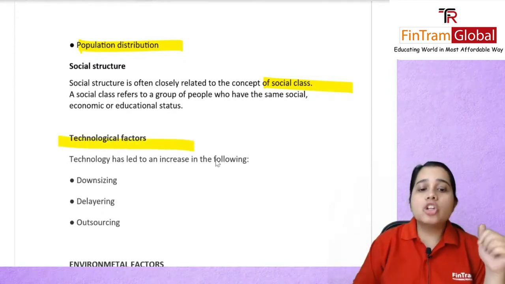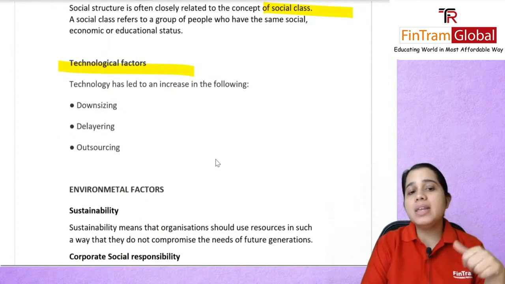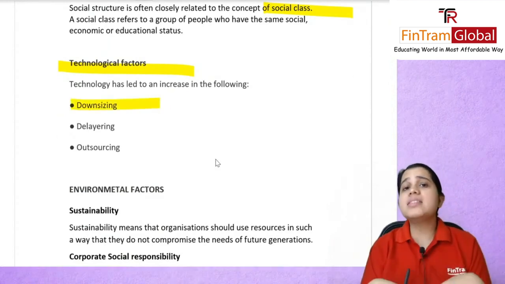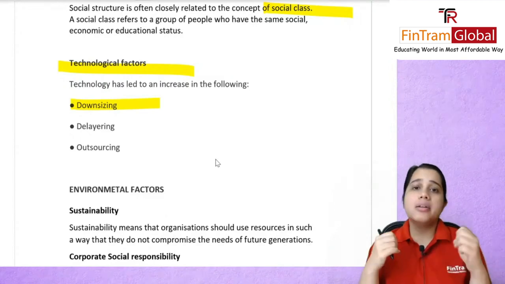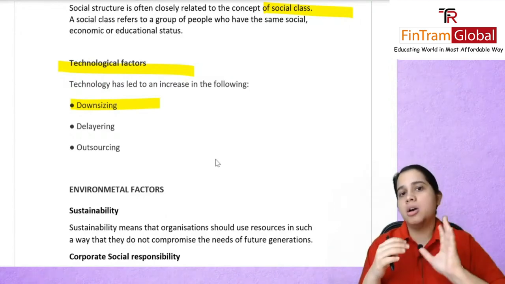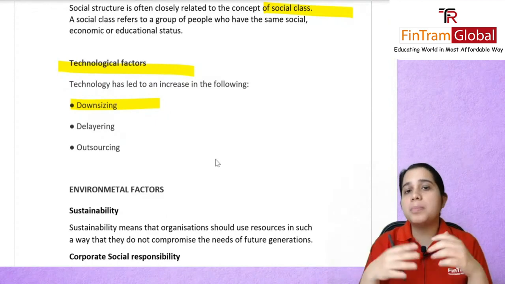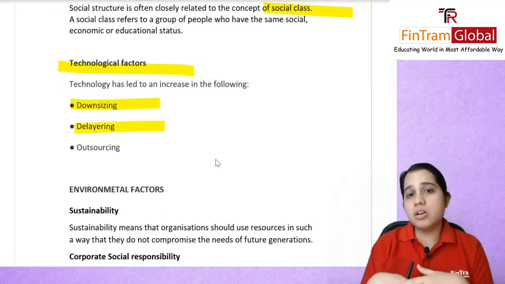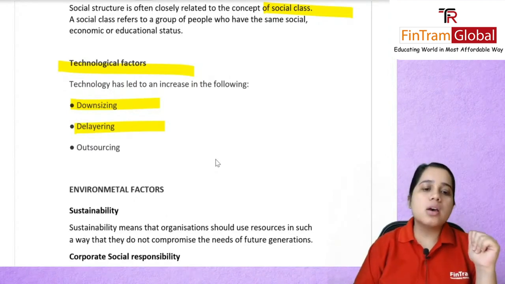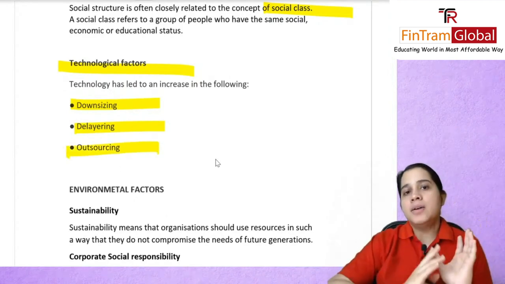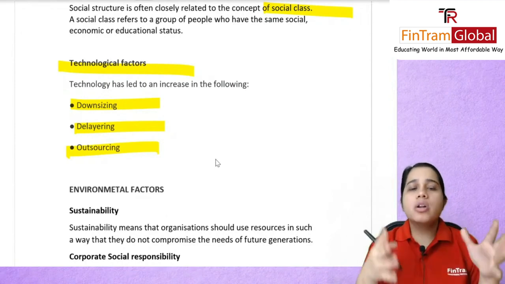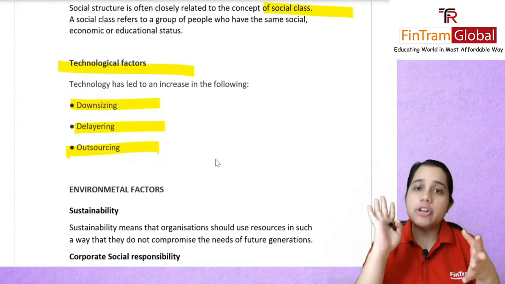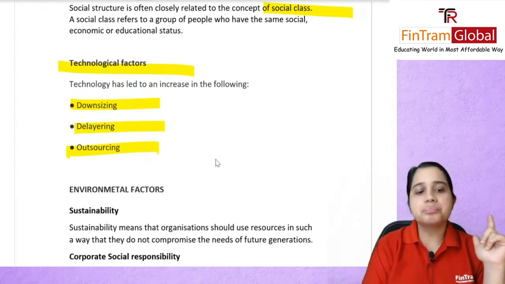Then you have your technological factors. Technology has led to an increase in the following. There's downsizing, that is, you are probably closing down an operation or department. There is delayering, that is, you're reducing the layers of your management. And there's outsourcing, that is, you are sending the work or a department to a third party or to another country, so you have outsourced that function.